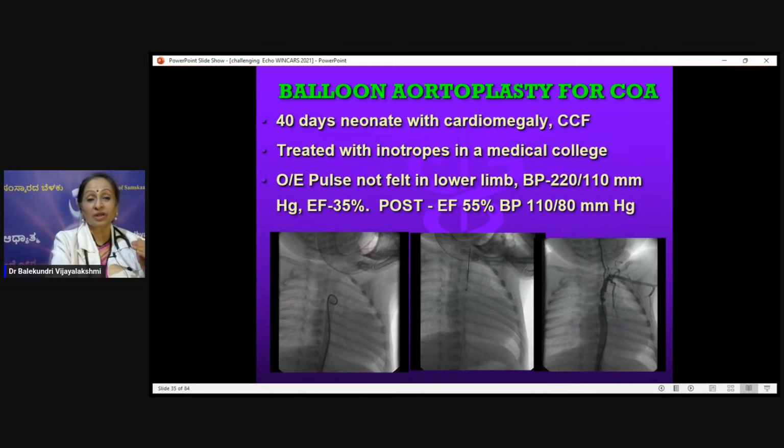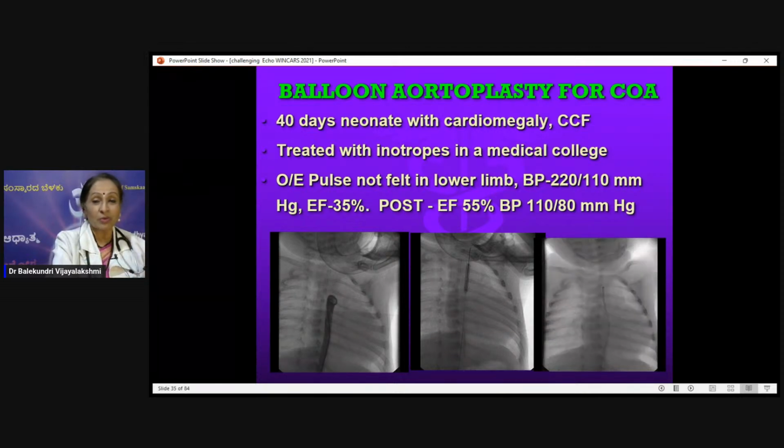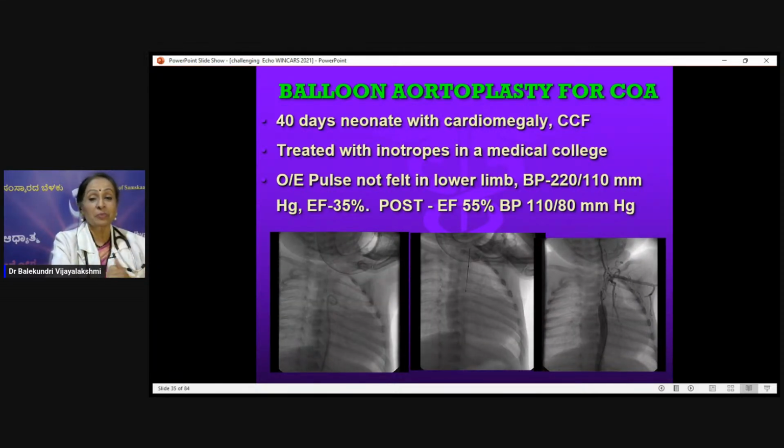So this is a 40 days old neonate treated in a medical college as dilated cardiomyopathy with inotropes. And my associate said, ma'am, I'm scared to push the cuff because the BP was 210, 220 by 110 in a newborn baby, and ejection fraction was 35. So we did the balloon dilatation, opened up the coarctation, LV function improved to 55, and BP dropped to 110 by 80.